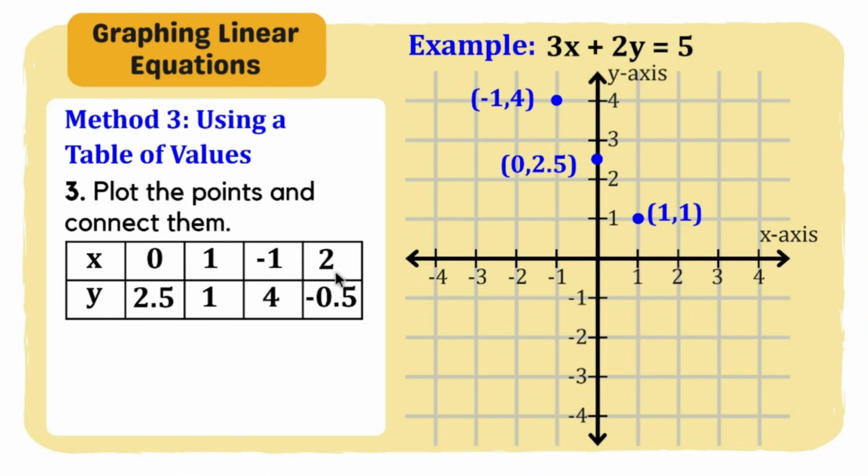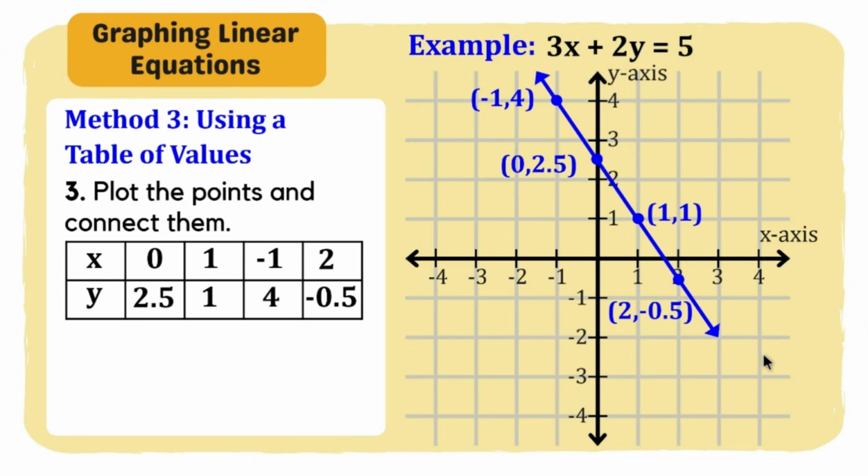And then lastly, we have here 2 and then negative 0.5. So, ang x value natin is 2. So, dito po siya, dito sa tapat ng 2. And then, yung y value naman is negative 0.5. So, dito lang siya sa baba, kalahati. Okay, so we have how many points already? 1, 2, 3, and 4. So, basing from our table of values, andito na po yung 4 na points natin. We can now connect them using a straight line.